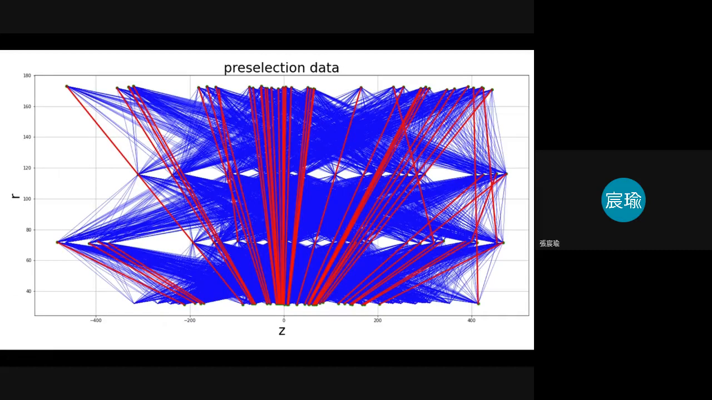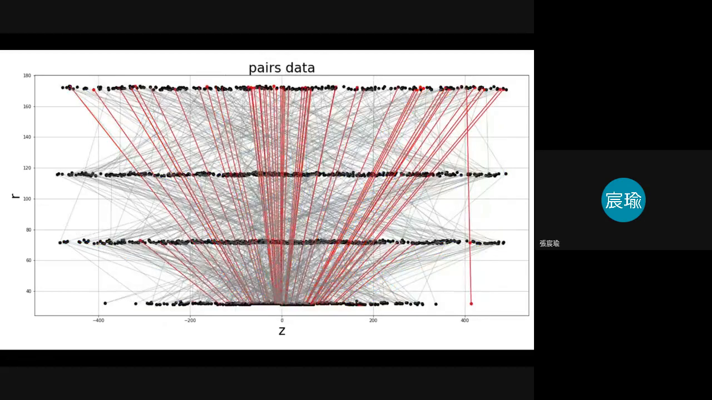And this is our preselection data drawn by R and Z coordinates. The red line is the truth. The blue line is the false, made by connecting the wrong particle ID. It is the same as the pairs data, but the data is so large that I just list a little data. And next.